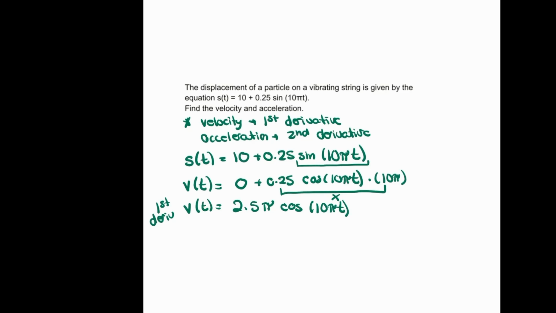Now, if we want to find acceleration, we're going to take the second derivative. So essentially, we're taking the derivative of this first derivative. So the acceleration at any given time t is going to be equal to the second derivative of our original equation. And so we have 2.5 pi, the derivative of cosine 10 pi t. These are mouthfuls to say all together. Derivative of cosine is negative sine 10 pi t. And then again, the derivative of the inside here, 10 pi t, is just 10 pi.